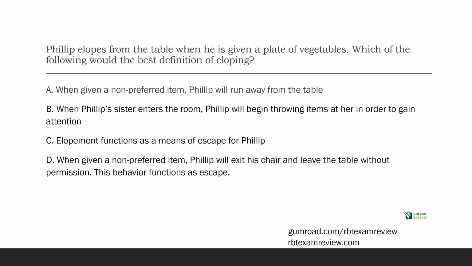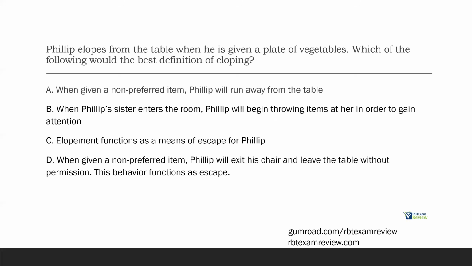C, elopement functions as a means of escape for Philip. Okay, that's fine to include, but does that tell us anything about the actual behavior? No, that just tells us why the behavior is occurring. We need to know what the behavior looks like, maybe some antecedents, what happens after the behavior. C is simply just the function. That's not enough, okay? A is better than C, right? Because at least A gives us some antecedents and the actual description of the behavior.